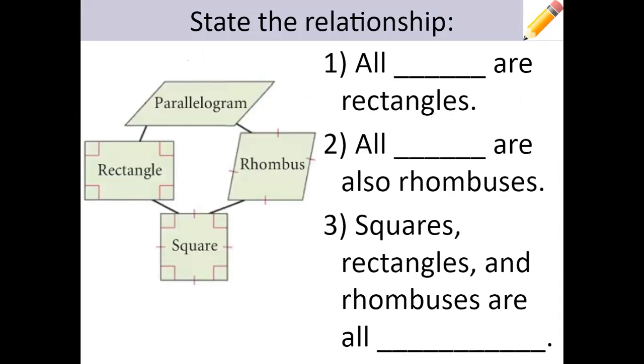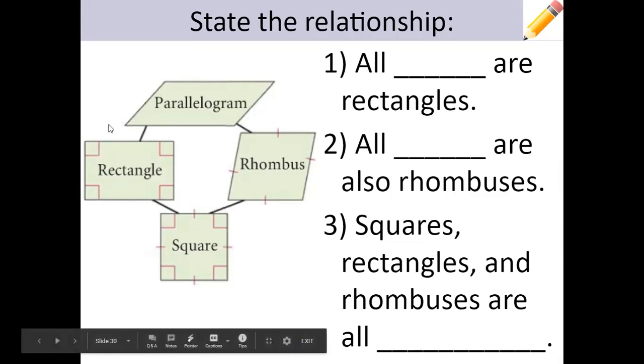So just take a second to jot this down and fill in the blanks. All blanks are rectangles. All blanks are also rhombuses. Squares, rectangles, and rhombuses are all blanks. So again, you're using the flow of the chart to answer your questions, okay?